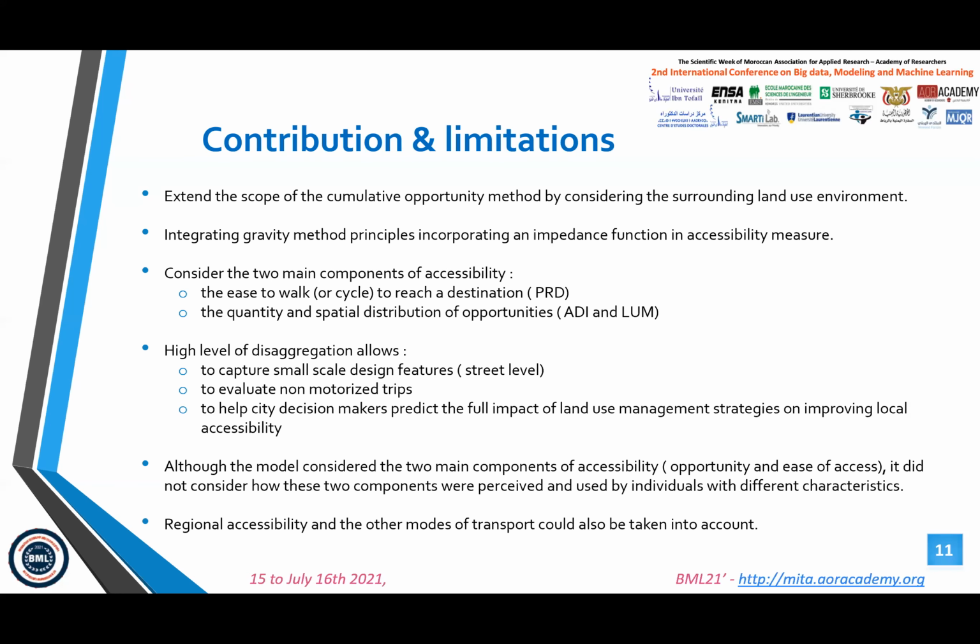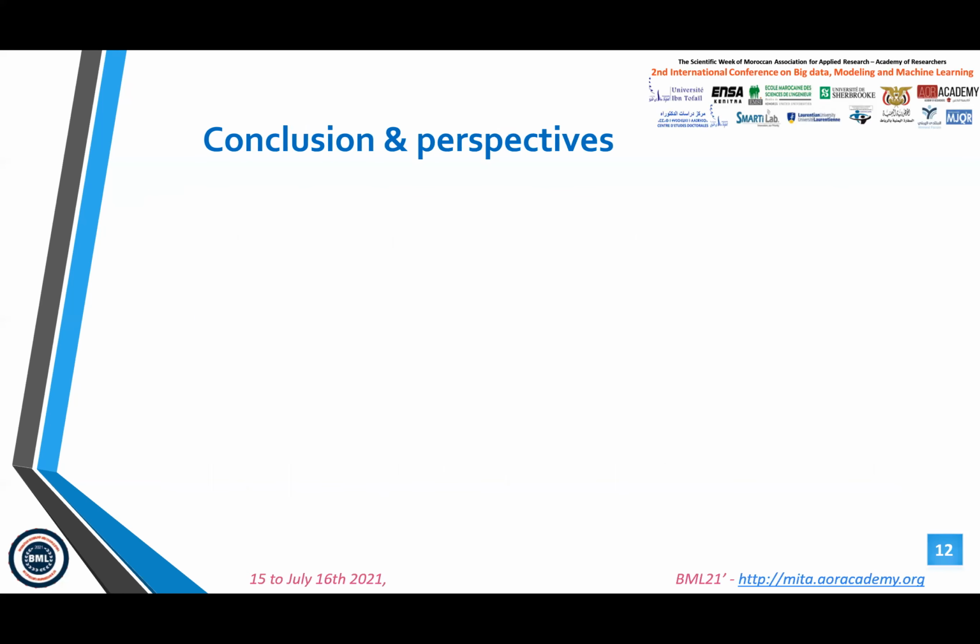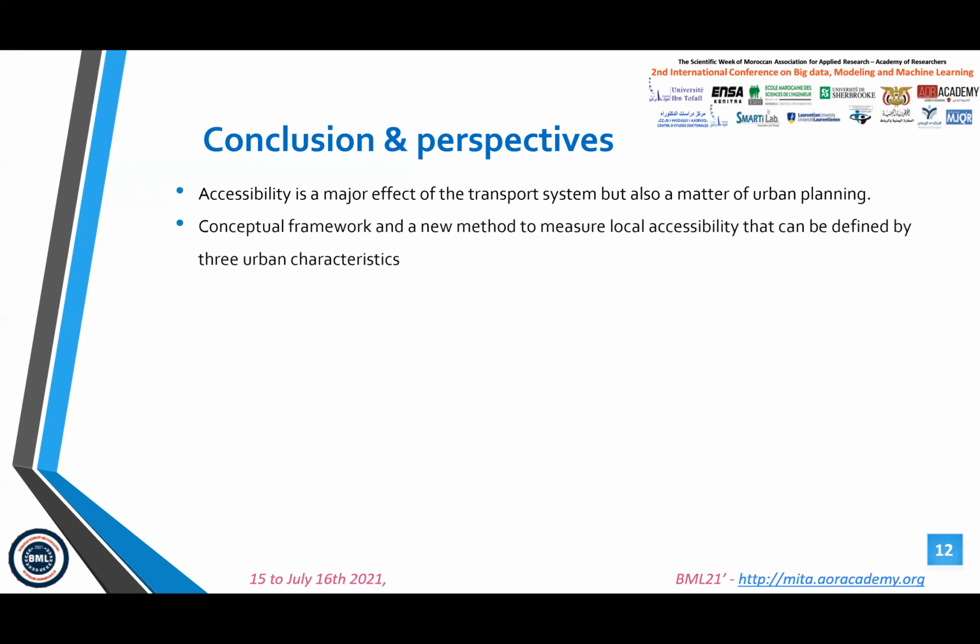To conclude, it is widely known that accessibility is a major effect of the transport system. However, this paper shows that accessibility is also a matter of urban planning. In particular, we have found that local accessibility can be defined by three urban characteristics: activity density, land use mix, and street design.